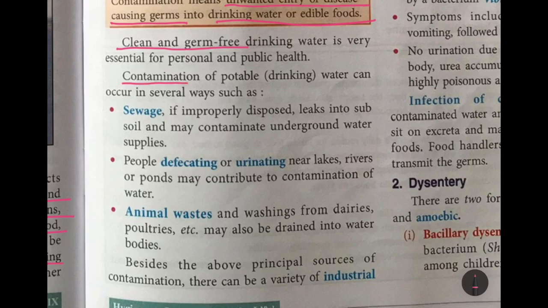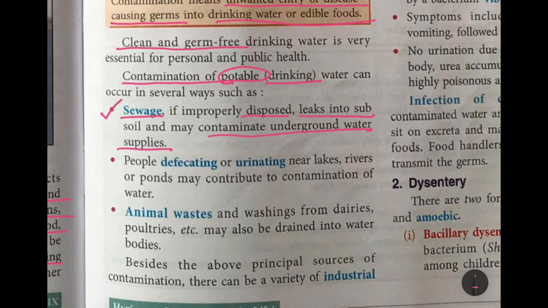Okay, now contamination of potable water. Potable means drinking water, takes place in different ways. First is sewage. Sewage is the water that flows out from the drains of houses. If it is not disposed properly, it will leak into the soil, into the subsoil, and then it will go and contaminate the underground water supplies. The water table which is underground in the soil will be contaminated.